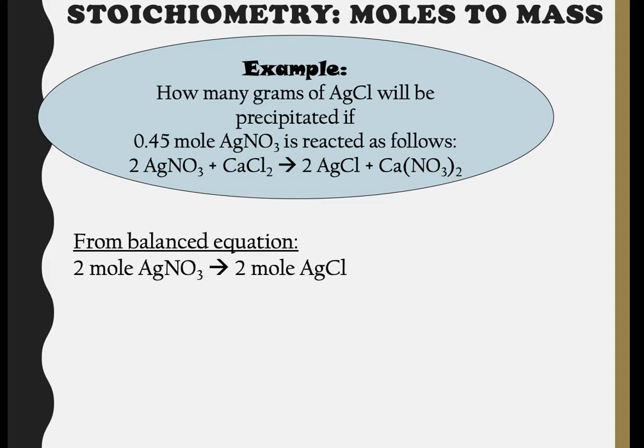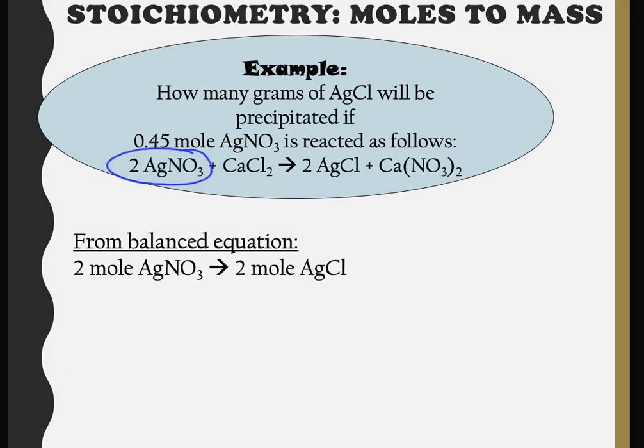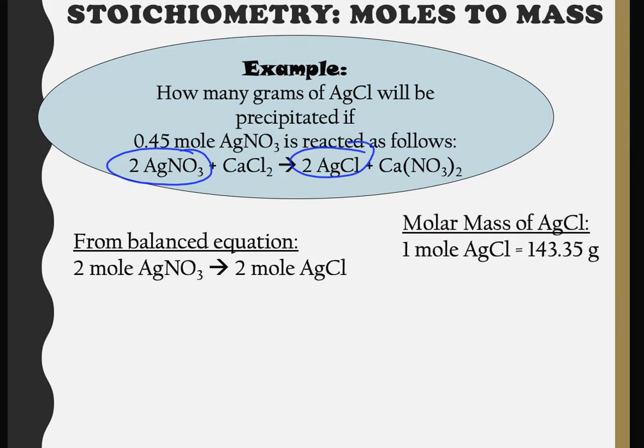So here's the mole ratio from the equation of silver nitrate to silver chloride. So 2 to 2, or a 1 to 1 ratio. And then the molar mass of silver chloride, because that's what I'm solving for, is 143.35. So I don't need the molar mass of silver nitrate, of calcium chloride. I don't need the molar mass of anything else, because I'm not converting to those things. So I only need the tools that I need for these substances that I have.